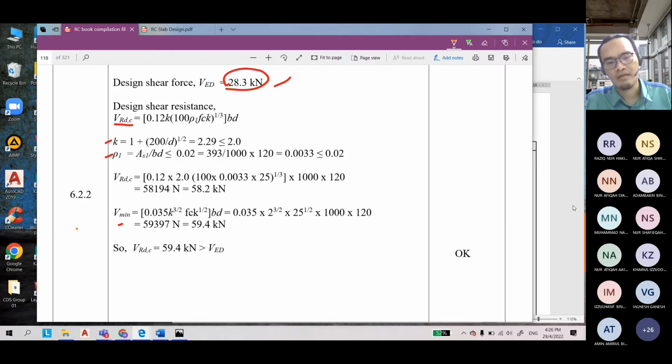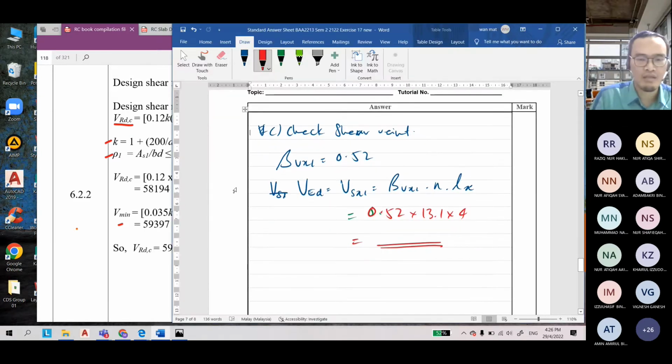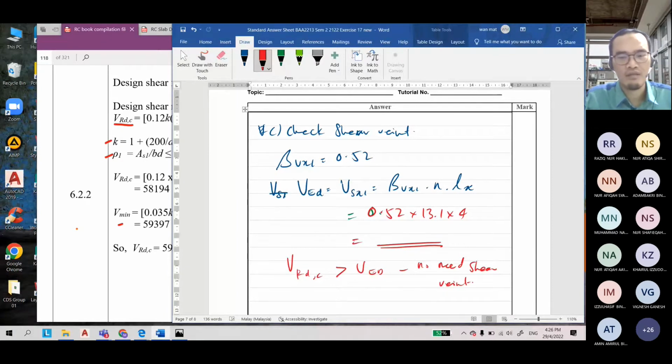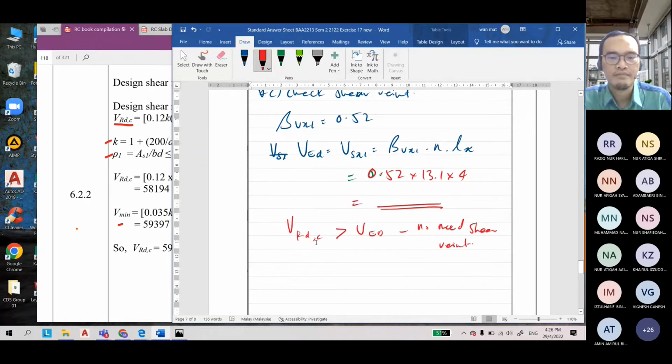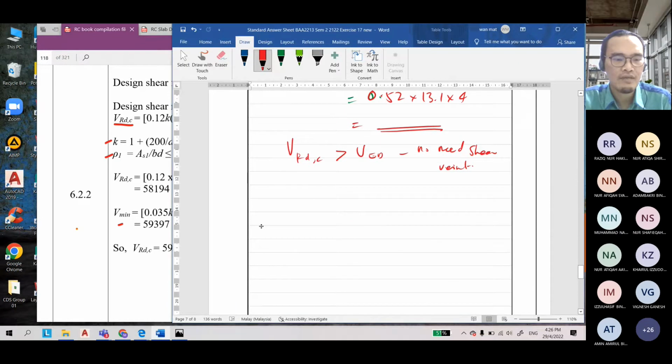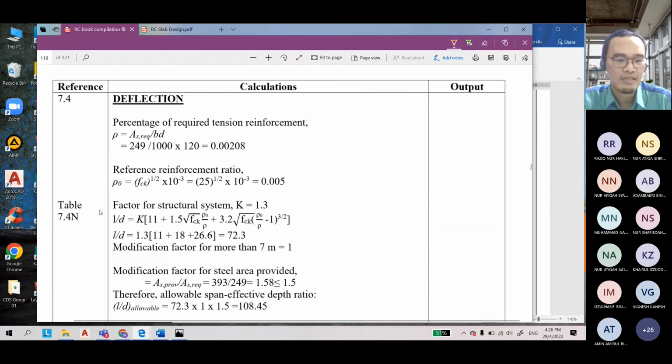So the answer is for slab, usually the VRDC is greater than VED, so we no need shear reinforcement. So we don't need the shear reinforcement there. Okay. And then you check for deflection. You check for the X direction only.